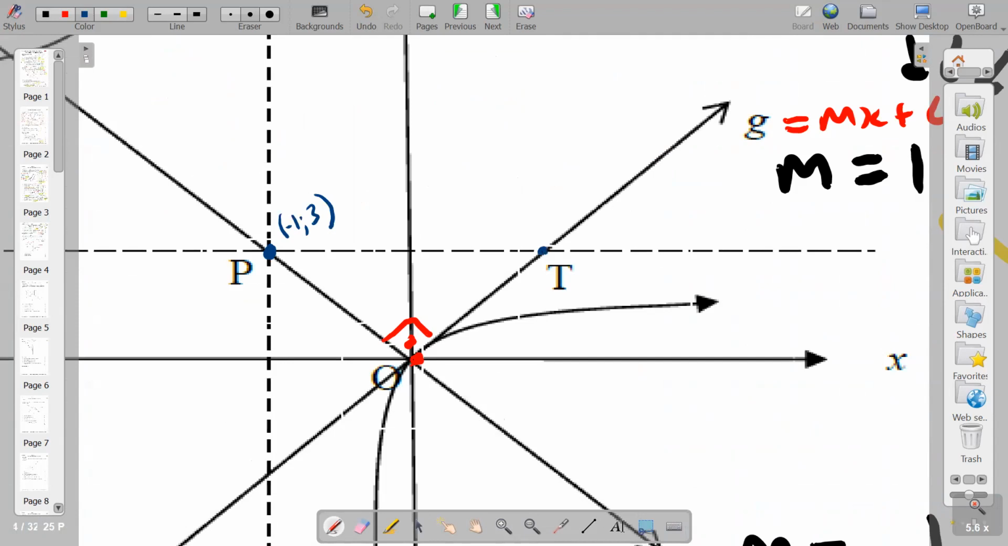Okay, and what is the coordinates of T? Again, the y coordinate is 3, the same because it's on the same line. Which line? It's on the line y is equal to 3, the asymptote line. How do we get the x coordinate? Remember, we got the equation of G: y is equal to x. So any point on this line has the same x and y coordinates. So it's 3 and 3.